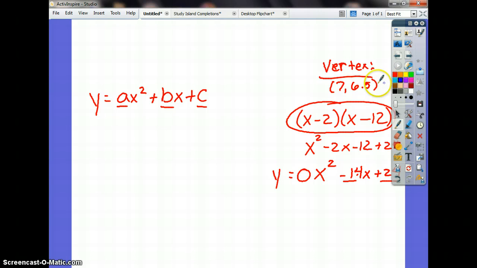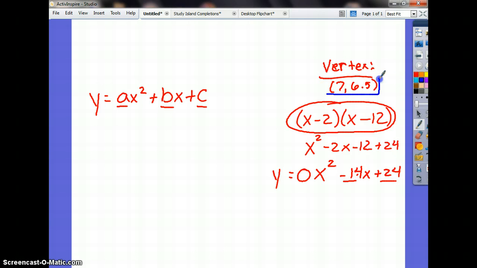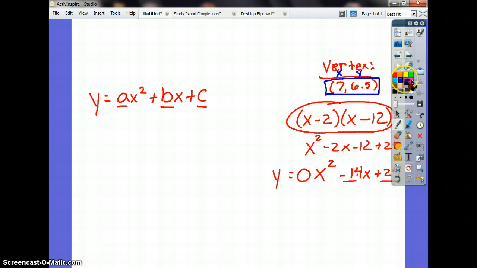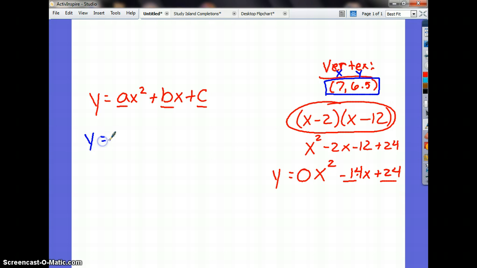The way I do that is I actually use this vertex as my clue, because the vertex has both an x and a y value. And here's how I'm going to set it up. I'm going to set it up as y is equal to a times the quantity x minus 2 times the quantity x minus 12. And for these values of x and y, I'm going to substitute.